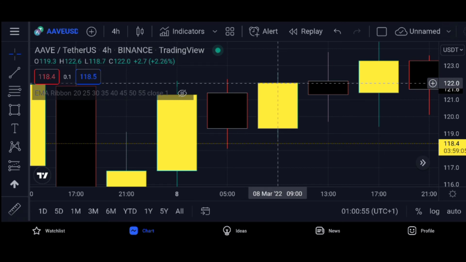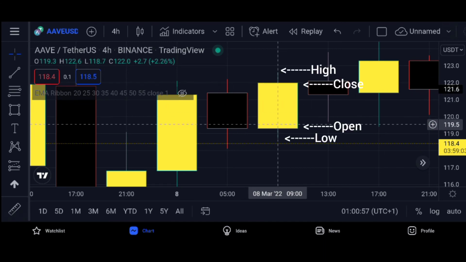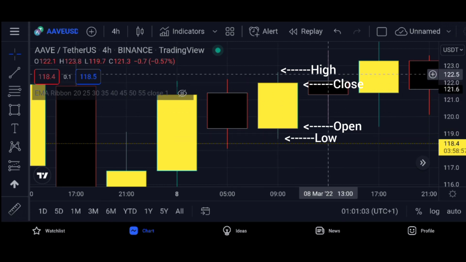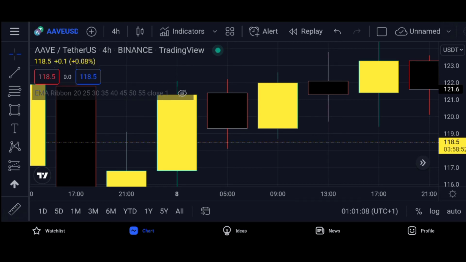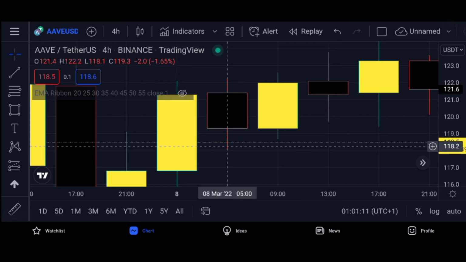I have lived life, right? And then closed around here. So it opens here and closes here. This is the lowest point, the bottom of the wick here, and this is the highest point, right? Now let's focus on the bearish engulf, on this bearish candlestick.